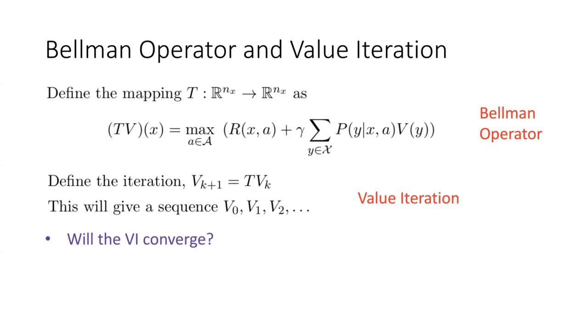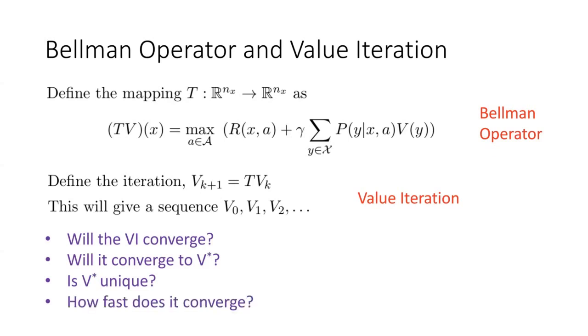There are many questions you can now ask. This approach that I just proposed, will it converge? And even if it is converging, it is not obvious that it will converge to the optimal value function. So will it converge to the optimal value function? We started by saying that there is something called the optimal value function. Is it unique? Will it depend on your initial condition? Will it depend on how you define the policies? What is the guarantee that it is converging to the value function that you want? And how fast does it converge?